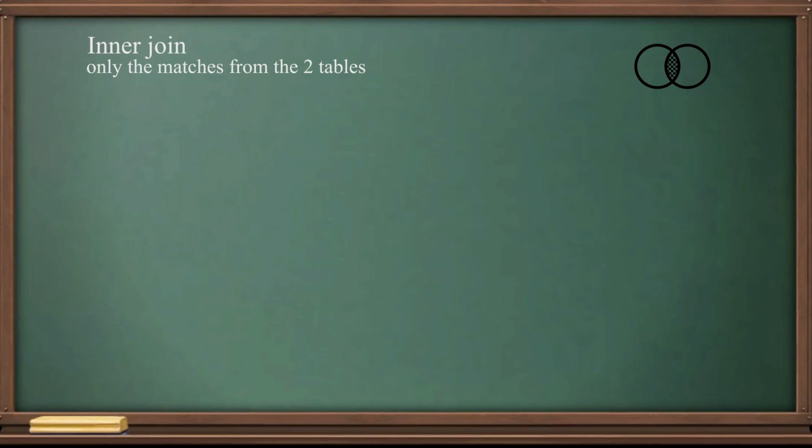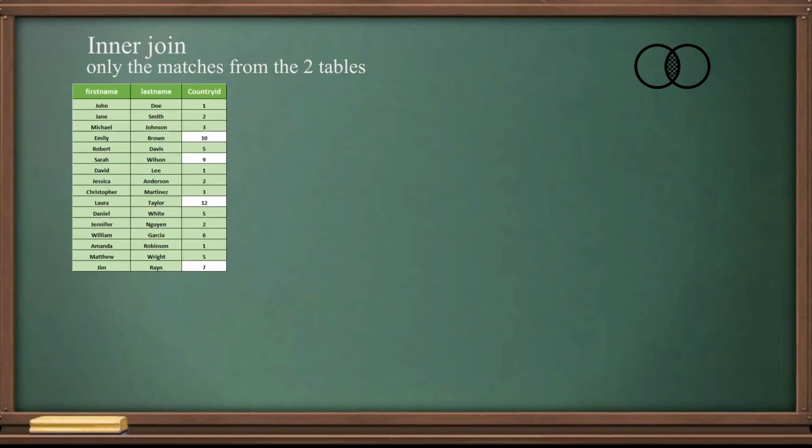Next one is the inner join. This type of join collects only the matches. If there is not a match, it returns nothing. So let's bring again the tables on screen and check how it collects the data.